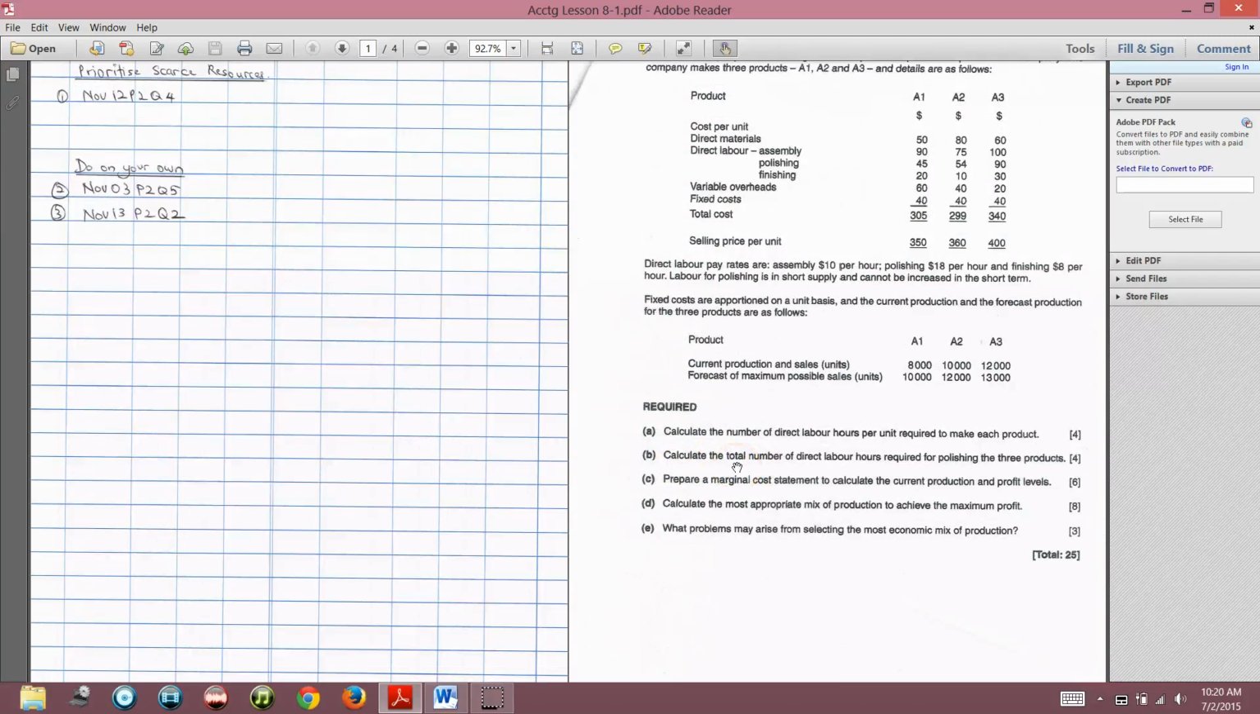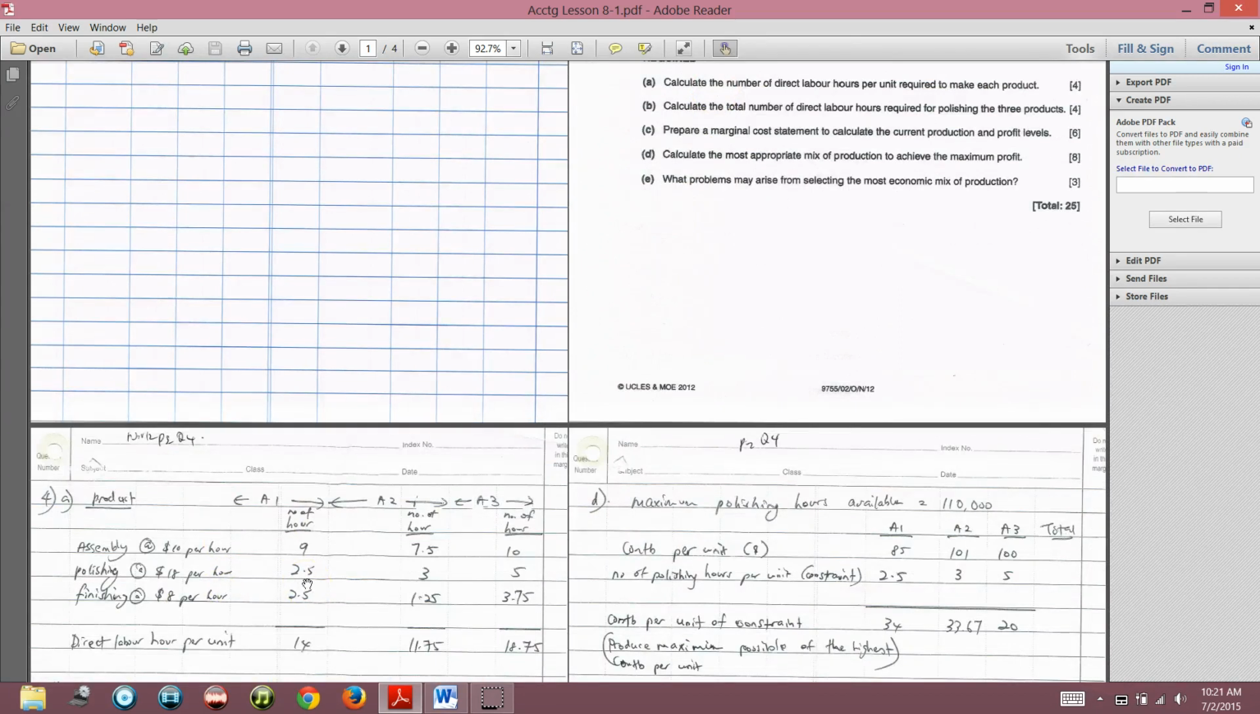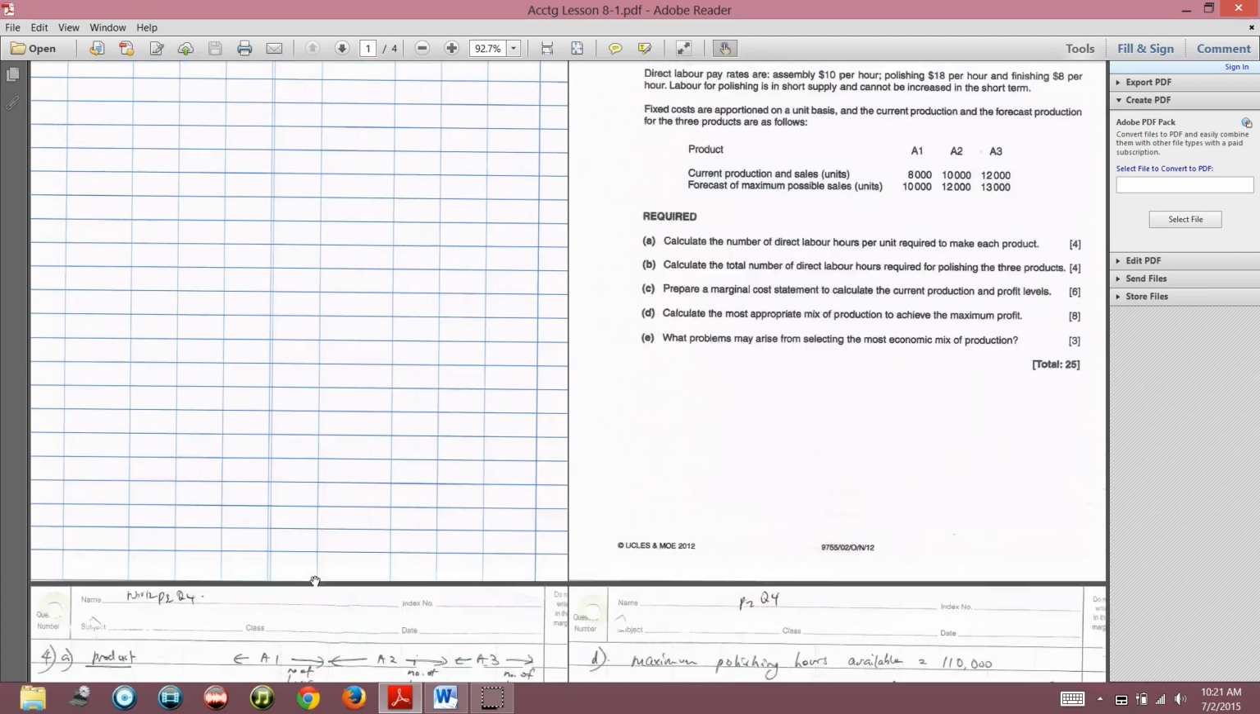Calculate the total number of direct labor hours required for polishing the 3 products. So that means we can calculate it using the current production and sales. We take the polishing hours per unit that we calculated from A, then we multiply by the production units, which is 8,000.